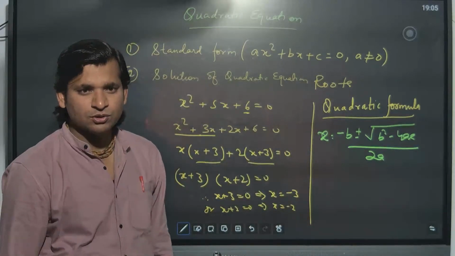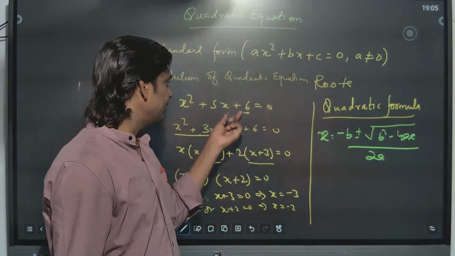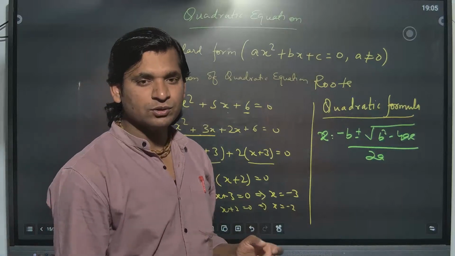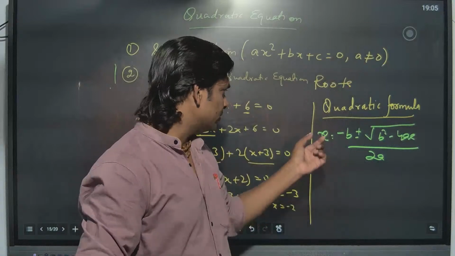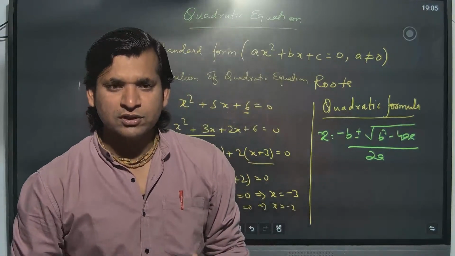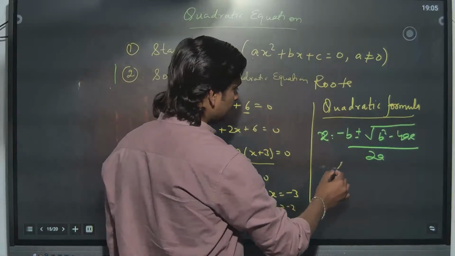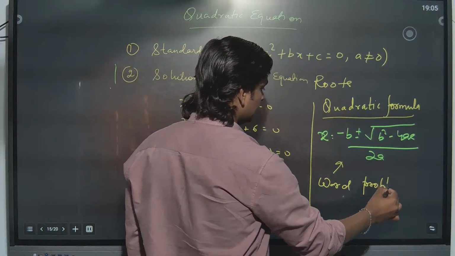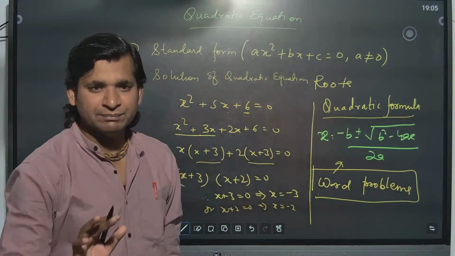So why this formula? Suppose the value of this is big, like 5x is 60 or 300. Then what will you do? Calculation and again finding factors and possibilities will be difficult. So directly using this quadratic formula, you can easily find the roots of the quadratic equation. This is mostly used for word problems. A word problem is for sure from this chapter for 5 marks.